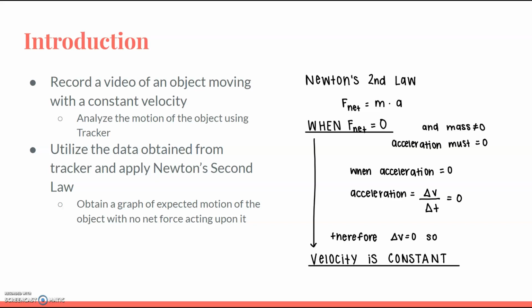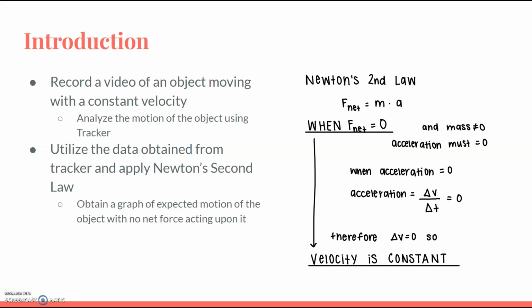We investigated Newton's second law throughout this lab by first recording a video of an object moving at what we perceive to be a constant velocity. We then analyzed the motion of this object using a computer program known as Tracker. We then took the data that we got using Tracker and applied Newton's second law through a computer coding program known as GlowScript to attain a graph of the expected motion of this object when we assumed there was no net force acting upon it.